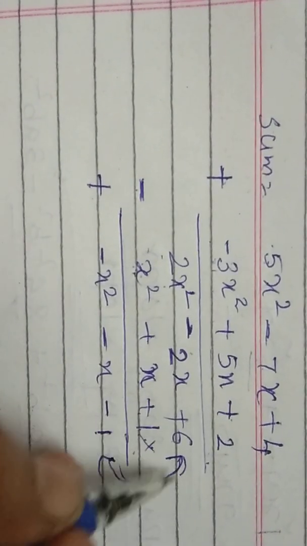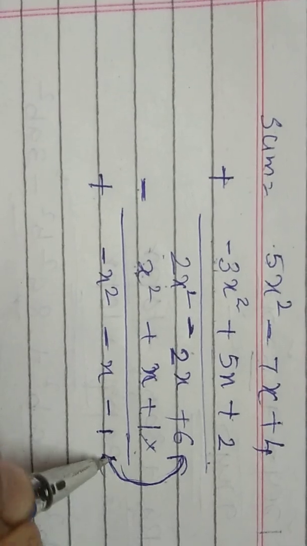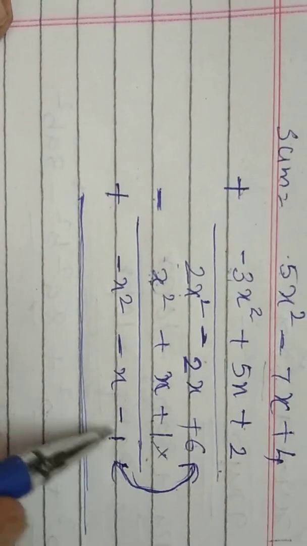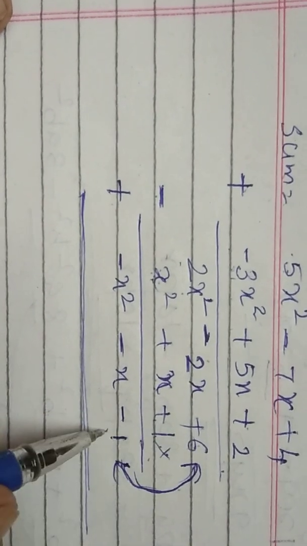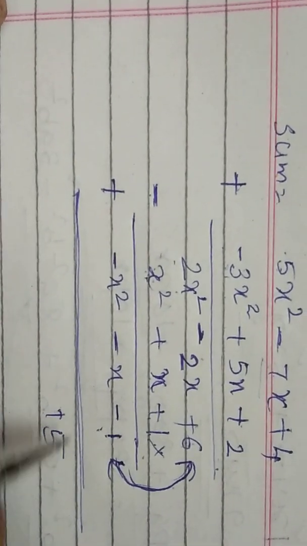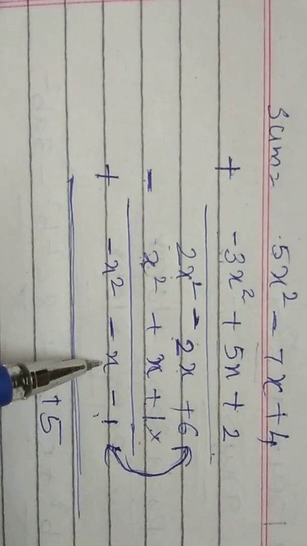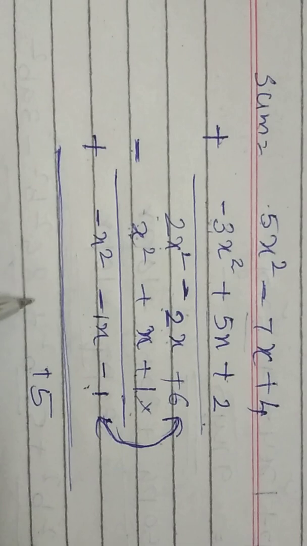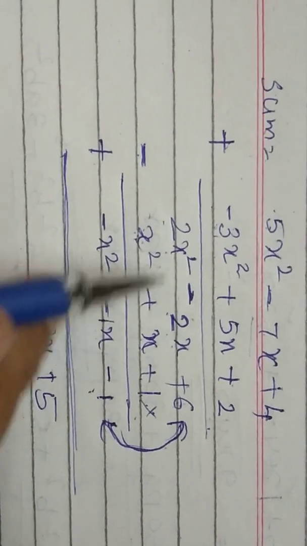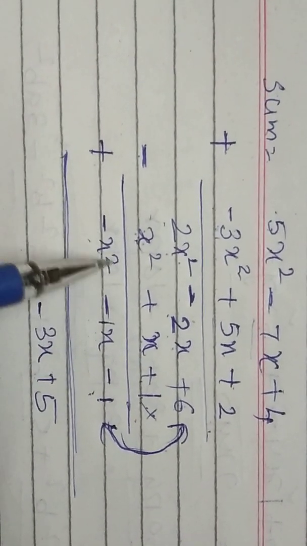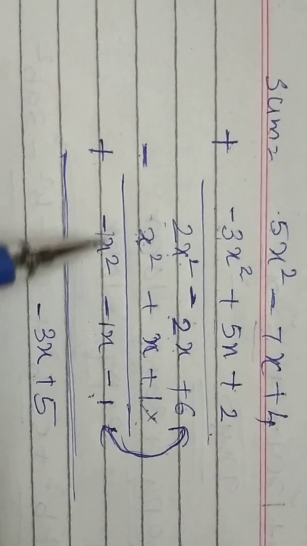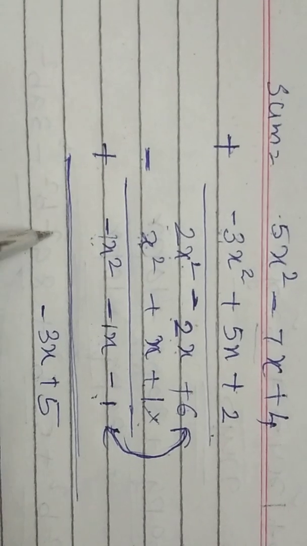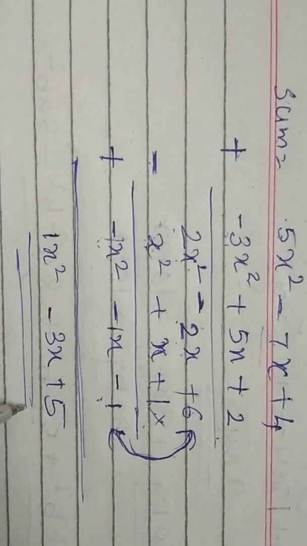Now we have to add the first and these two expressions together. So 6 plus minus 1, opposite signs, so plus 5. Then minus 2x minus x. Minus x means its coefficient is 1, so minus 2 plus minus 1, so minus 3x. Then 2x square minus x square. The coefficient of x square is 1, so it is 2x square minus 1x square, which is plus 1 x square. This is the answer.